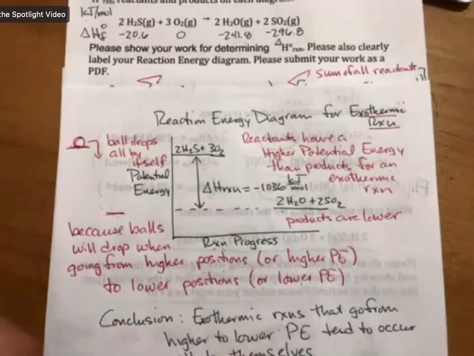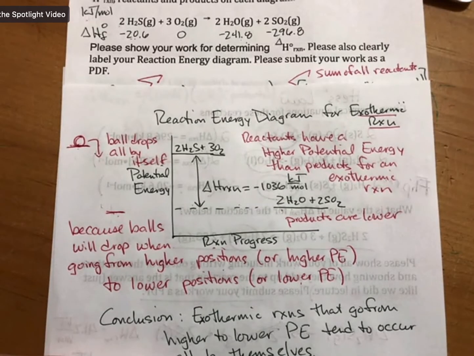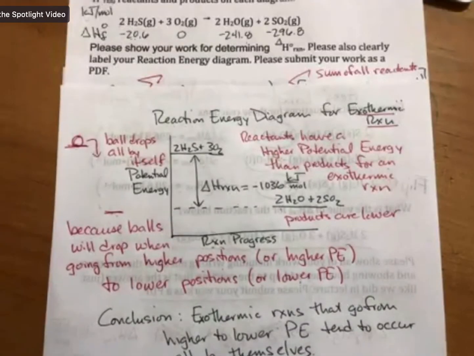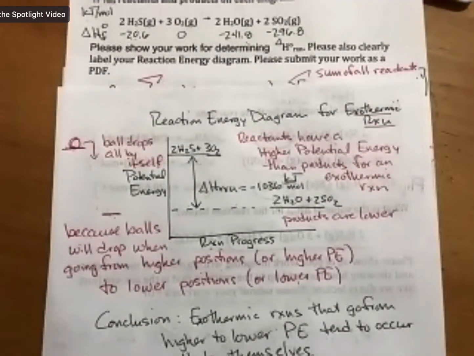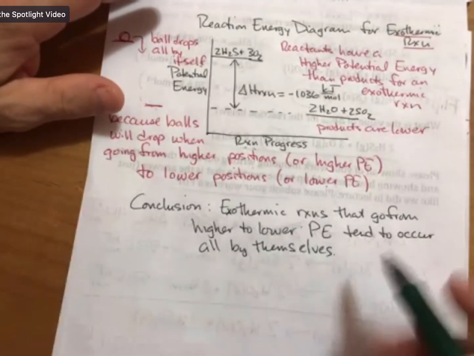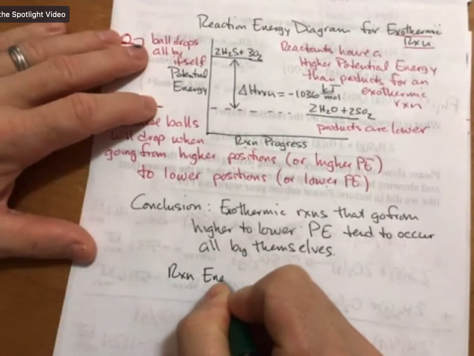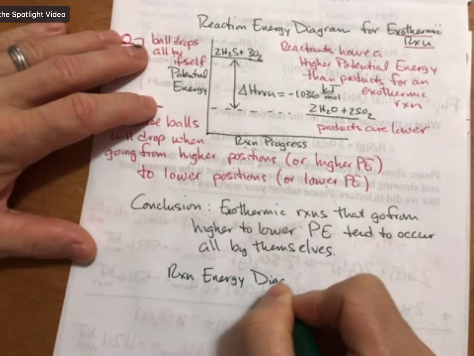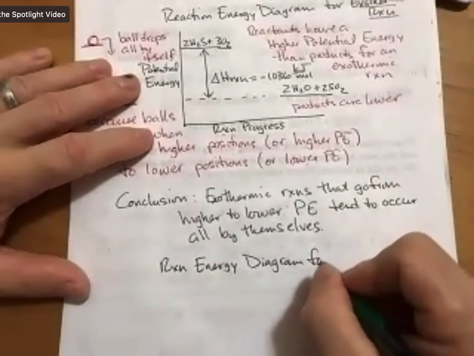Okay. All right. So, Mary, thank you. It says, if the change in enthalpy was positive, then it'd be an endothermic reaction, and the products are higher potential energy, and the reactants are lower. That is a very good question. So what I'd like to do now is draw a reaction energy diagram for an endothermic reaction.